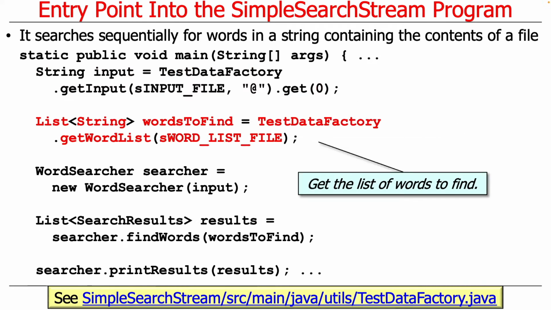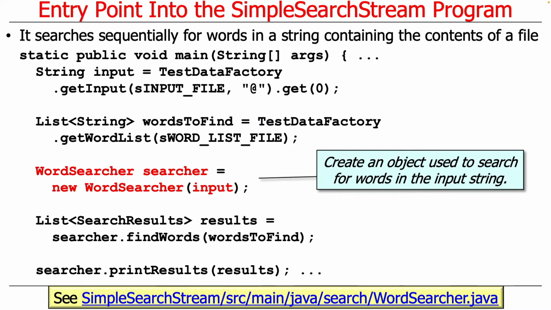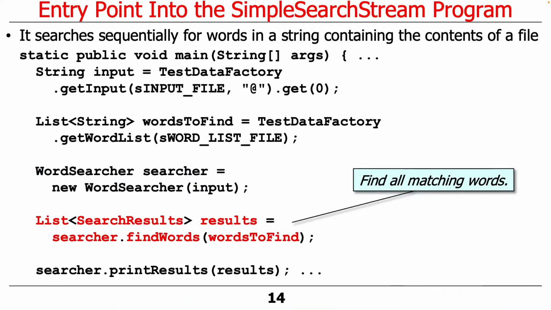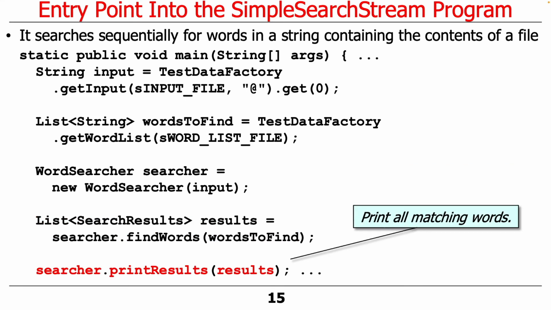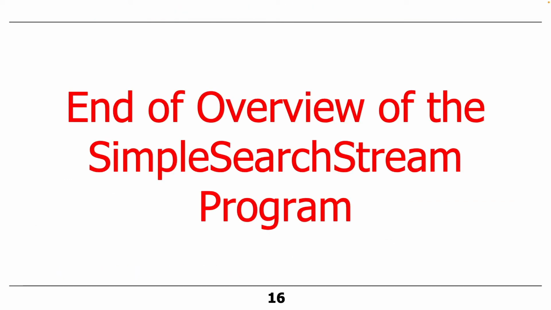Then we go ahead and get another file that contains the list of words we want to search, which in this case will be the Do, Re, Mi names. We then create an instance of a class called WordSearcher, and that will take the input, which we got from the test data factory file, and make an object that will do word searching. We then say, hey, WordSearcher, please go and find the words to find. That gives back a list of something called search results, and then we print the search results in various different ways. And we'll show some examples of that a little bit later on in this discussion. So that's the end of the overview of the program.